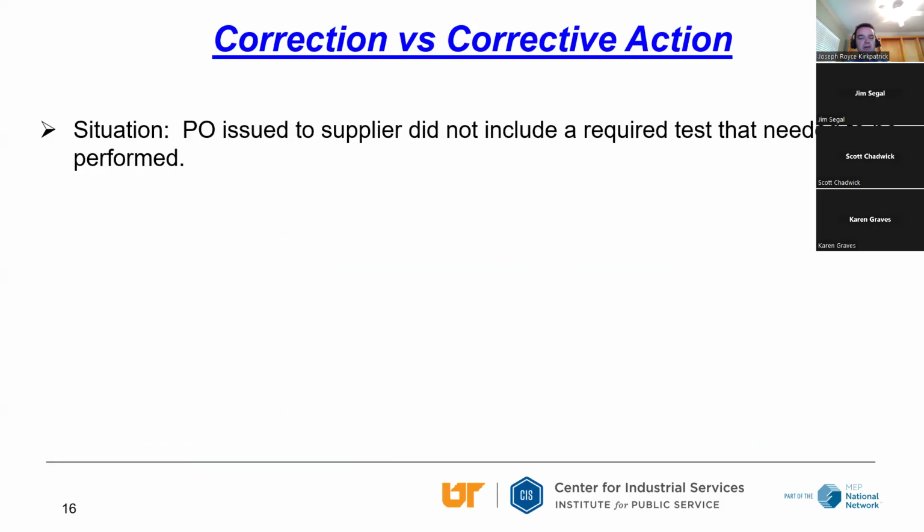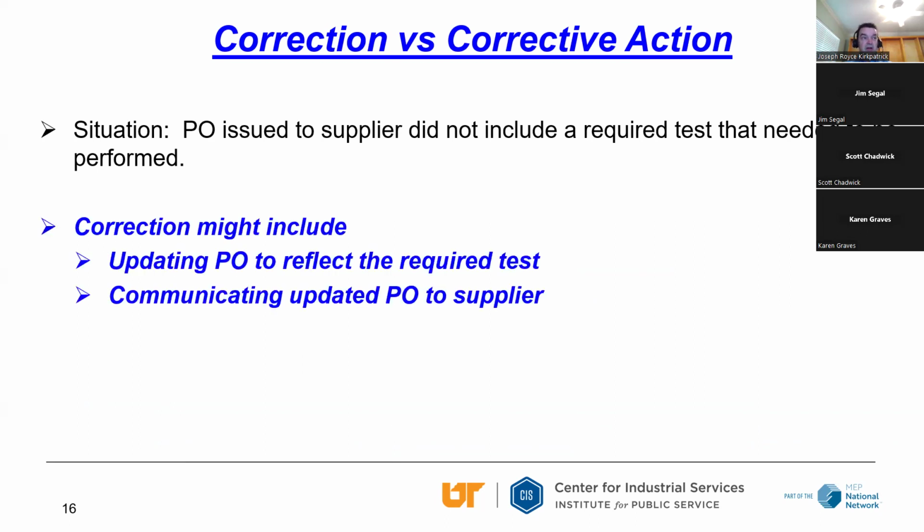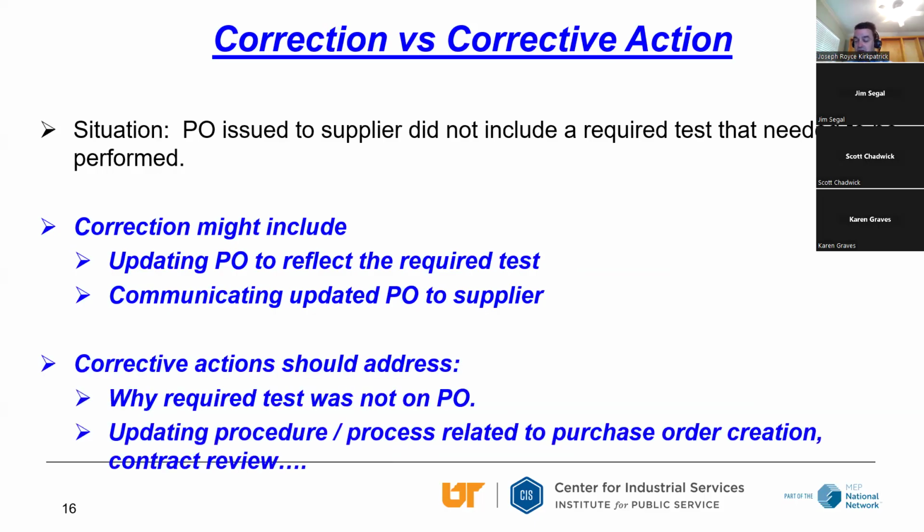I think the last one here on these corrections and corrective actions, a PO was issued to a supplier that did not include the required tests that needed to be performed. Well, correction might be updating the PO to put the required test on and communicating that update to the supplier. Corrective actions need to address why this was not on the PO to start with. Maybe we need to update the procedure or process related to purchase order creation and contract reviews and POs being issued.